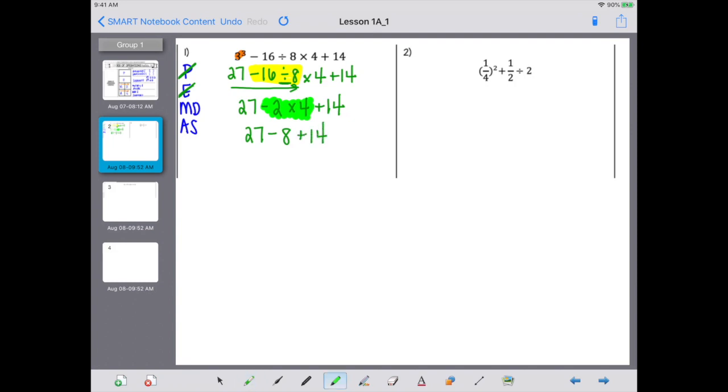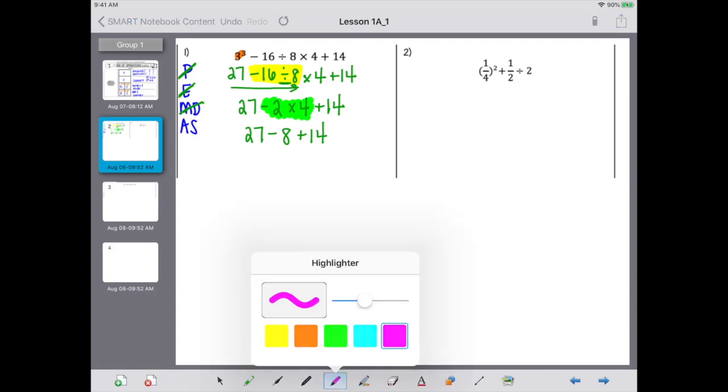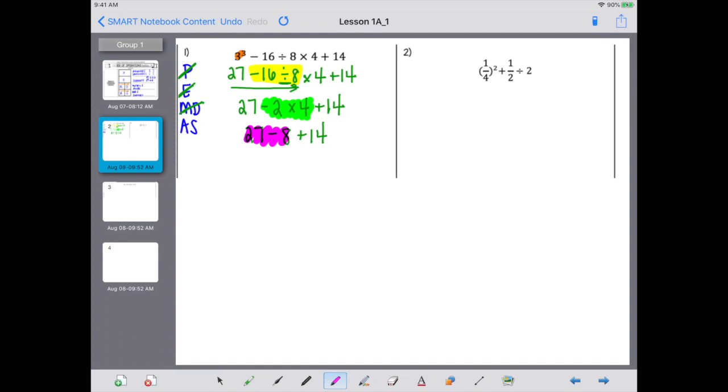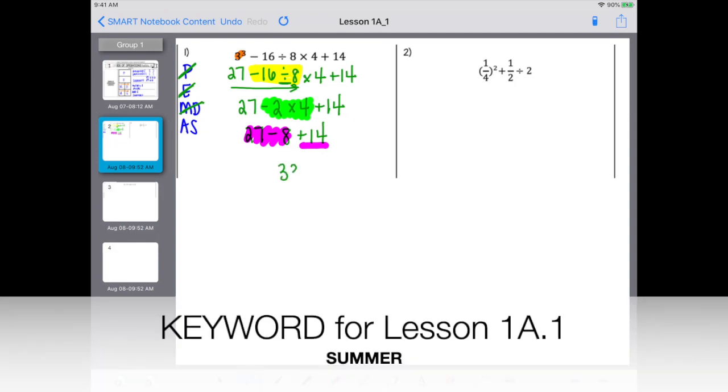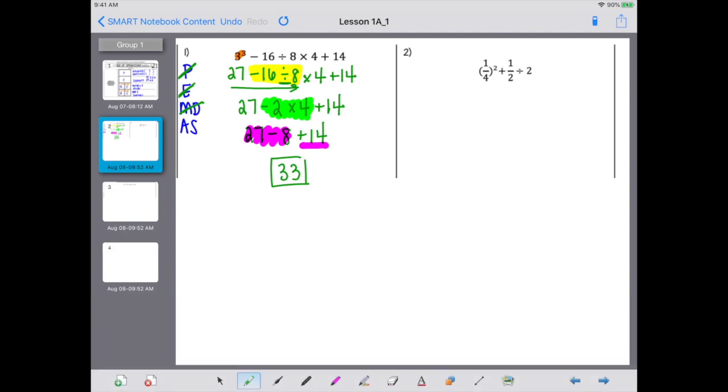And again, we're finished with our next step of multiplication and division. Next step will be to subtract and then add. So 27 minus 8, and then you're going to add 14. You're going to get 33 as your answer. All right, so number 2, pause the video, try this on your own, and then we're going to come back together and go over the answer.